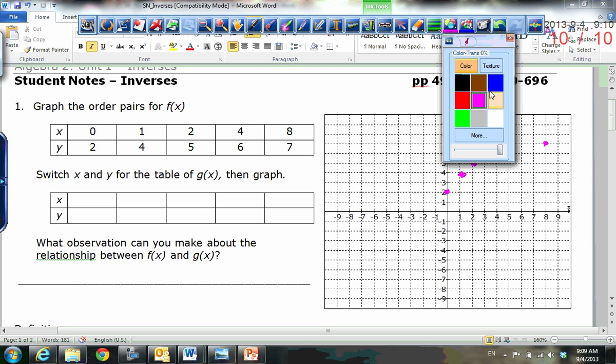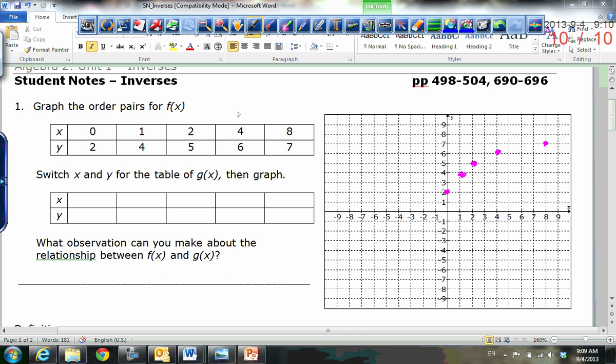Now if I were to switch my x and my y, we're literally going to take my x's and put them down in the y's, and take my y's and put them where the x's are. That's essentially what we're doing to find an inverse of something. We're just switching all of our x's and our y's. 2, 4, 5, 6, and 7; 0, 1, 2, 4, and 8. If you're feeling super awesome, go ahead and graph this.